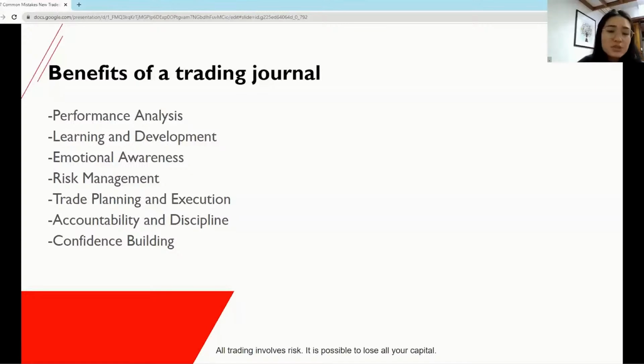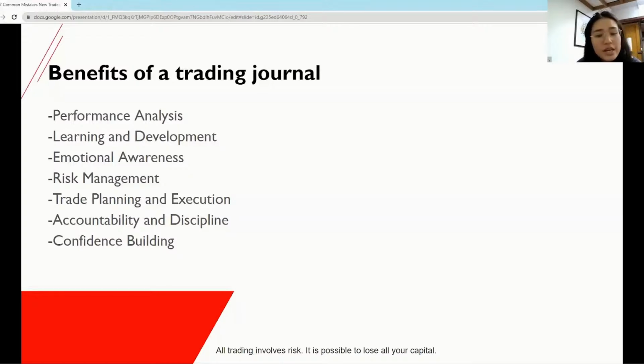Next, we have risk management. Okay, we went through this already, so I'm not going to touch that. Trade planning and execution. We talked about that as well. Accountability and discipline. Yeah, we mentioned that as well. And confidence building, which we mentioned is similar to having a trading plan. So boost your confidence by documenting your successes and learnings, and you can review your progress and build confidence in your trading abilities.